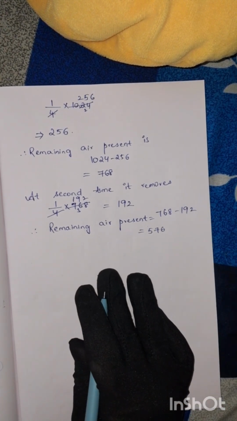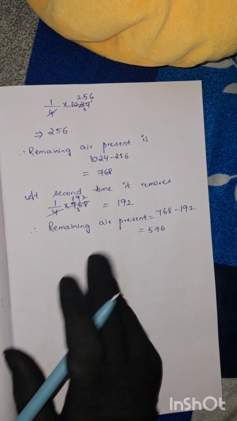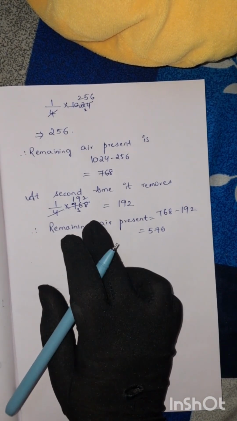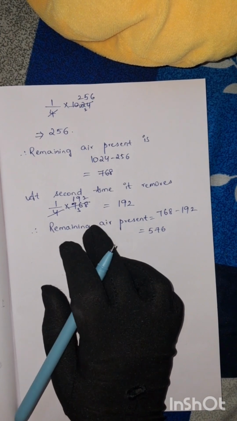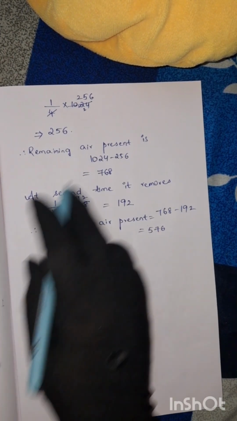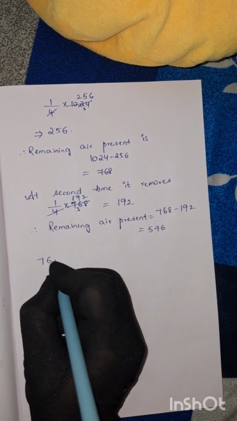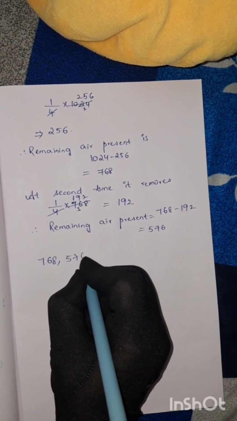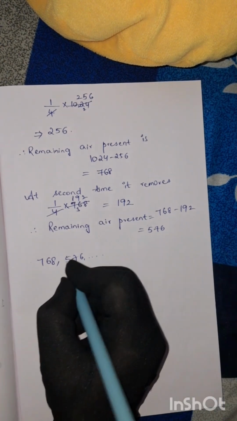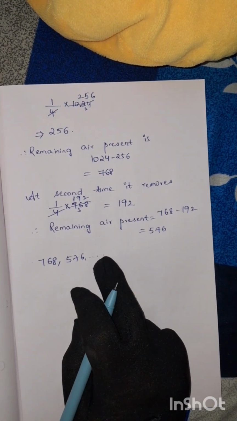So it is getting lesser, yes or no? And also the amount removed is not the same, so this is not an arithmetic progression. Similarly we have to check the difference. After doing this, the first value of air present is 768 and the second is 576. Again we have to do this once more. If the common difference is the same, then it is an arithmetic progression.